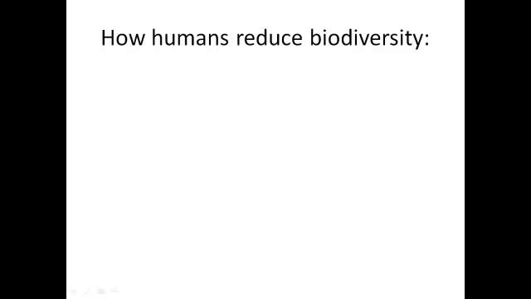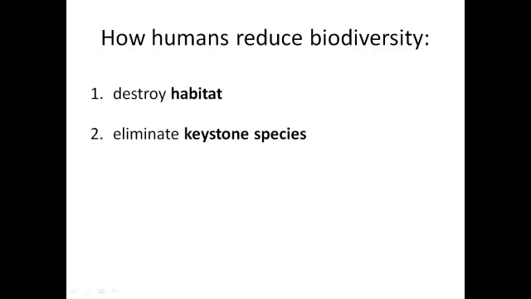So, first off, humans reduce biodiversity most often by destroying the habitat that those organisms require to survive. They also sometimes eliminate keystone species inside an ecosystem, and when they are eliminated, it causes a ripple effect through the rest of the ecosystem, and the biodiversity of that ecosystem is reduced disproportionately to what you might think. Thirdly, humans sometimes introduce invasive species from elsewhere on the planet, and when those invasive species get there, they take over a particular area, and in doing so reduce the biodiversity.